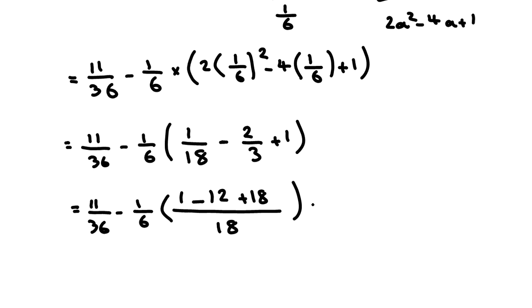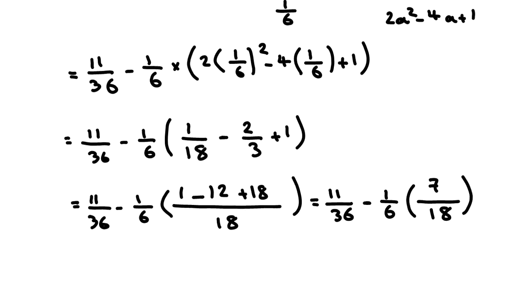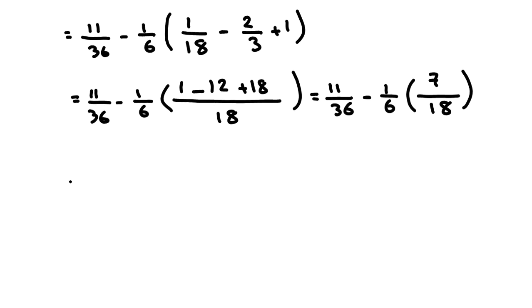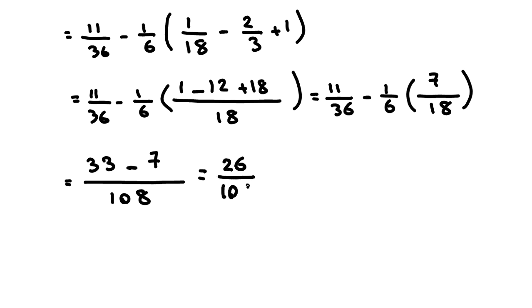So we can say 11 over 36 minus 1 over 6 times 7 over 18. Okay, here, if we use a common denominator, 6 times 18 will be 108. So 3 times 11, 33 minus 7. 33 minus 7 is 26. 26 over 108. If you divide both by 2, it will be 13 over 54. The problem says when you reach the lowest term, then it is mn.